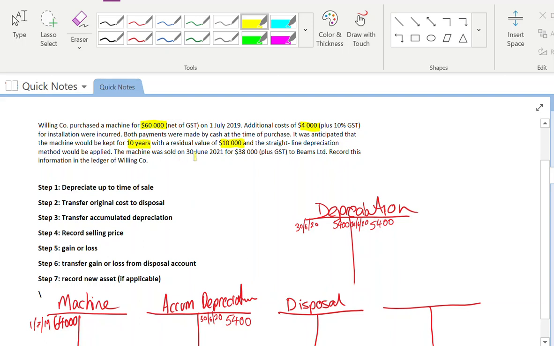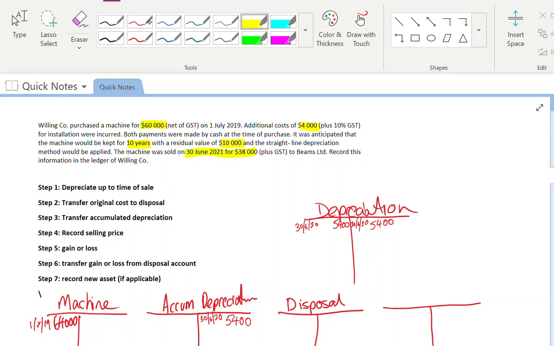The machine was sold on the 30th of June 2021. Pretty simple because it's a full year. It was sold for $38,000. We're going to record this information in the ledger, so we'll do that below here.